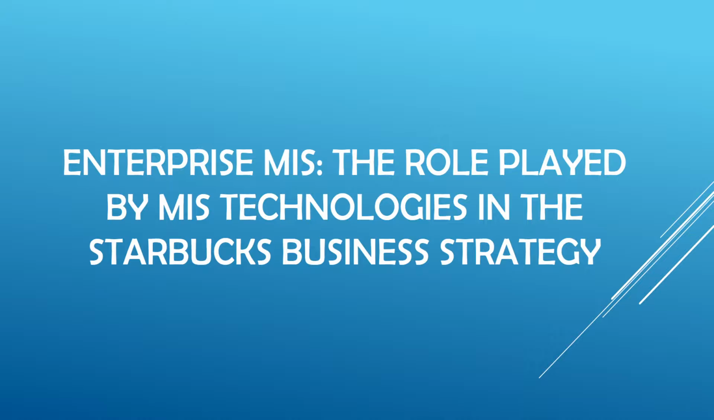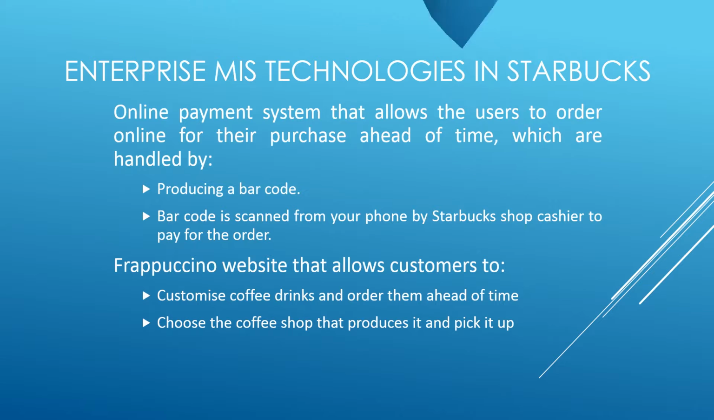The first topic we will cover in this presentation is the role of MIS technologies in the Starbucks business strategy. The Starbucks coffee shop handles its sales through an online payment system that allows users to order online for their purchase ahead of time. The purchase made by the user of the website will come with a barcode that can be used to pay for the order. The code is scanned from your phone by a cashier, which reduces the amount of time taken in the queue.